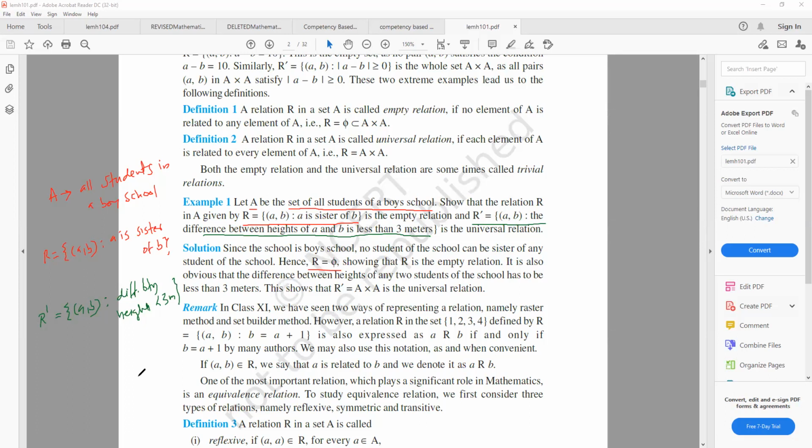Yes sir. सो उसका मतलब एवरी स्टूडेंट इज रिलेटेड टू एवरी अदर स्टूडेंट, बिकॉज आप कोई भी दो स्टूडेंट ले लो उन दोनों का हाइट का डिफरेंस ऑलवेज इट शुड बी लेस देन 3 मीटर। सो दैट इज व्हाई इट इज ए यूनिवर्सल रिलेशन, दैट मीन्स पूरा एक A क्रॉस A आएगा। ओके, क्लियर? Yes sir.